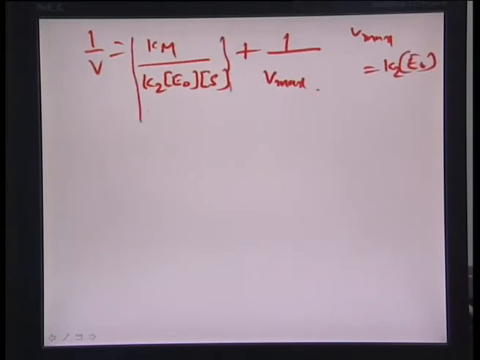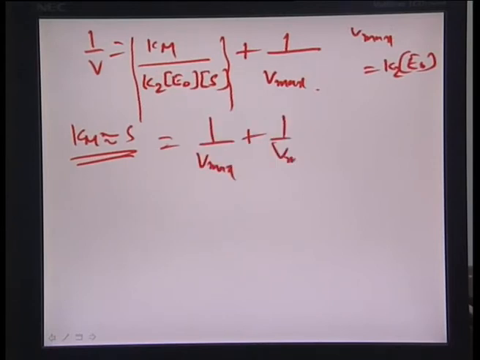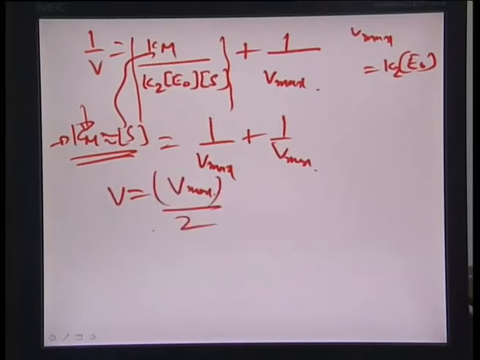If you assume Km and S to be equal, this can be represented as 1 by Vmax plus 1 by Vmax. So, if Km is the same as S here, if you substitute this, the concentration of S really goes off and you have 1 by K2 E0, which is nothing but 1 by Vmax. So, in this case, when the concentration of S is equal to the Michaelis constant Km, V becomes Vmax by 2. That means it is the half rate velocity of a particular enzyme substrate complex formulation reaction. So, let us plot now.